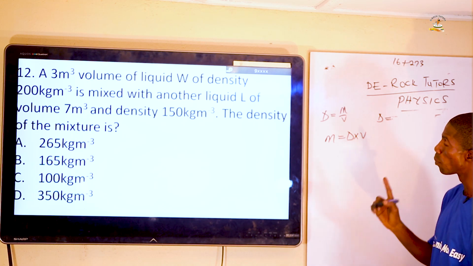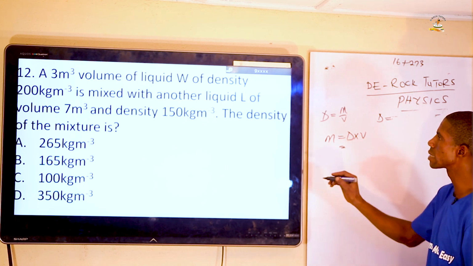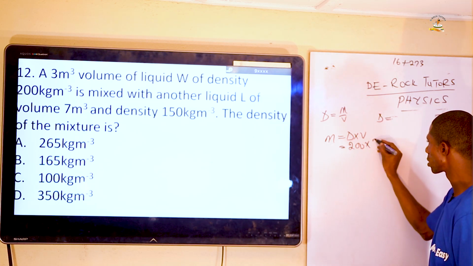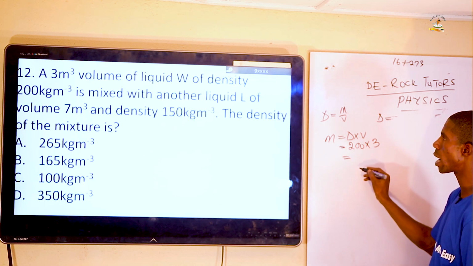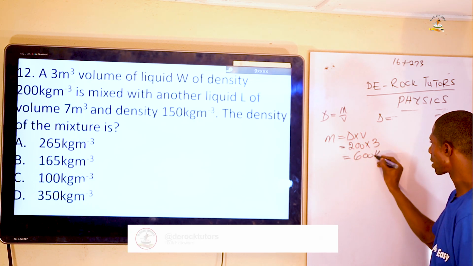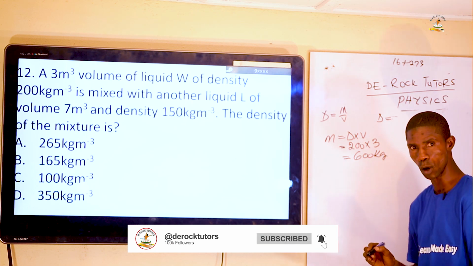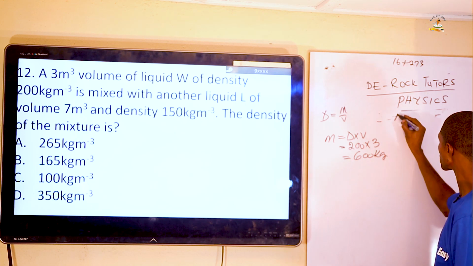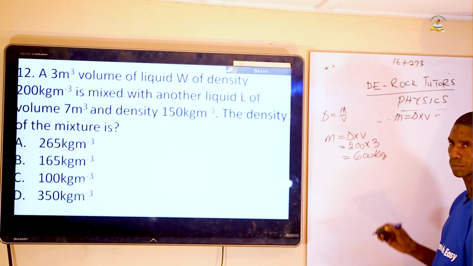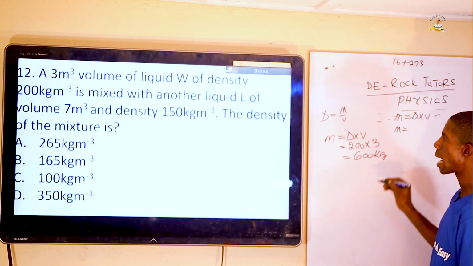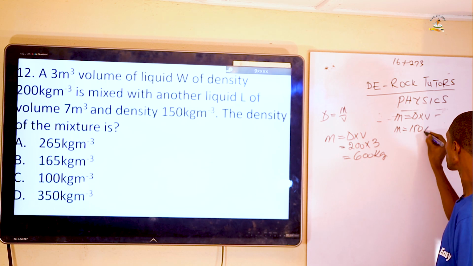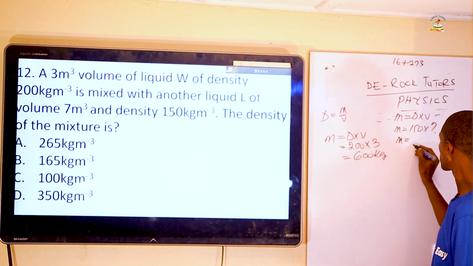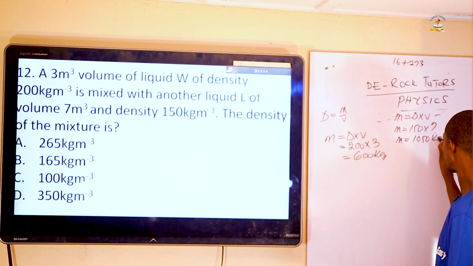So for W on its own, since the density is given, which is 200, then the volume is 3. When I multiply, I will have 600 in kg. That is for W. Then for L as well, I will use the same formula, where mass equals density multiplied by volume. So I will have 150 for the density, then 7 for the volume, and multiplying that, I will have 1050 in kilogram.